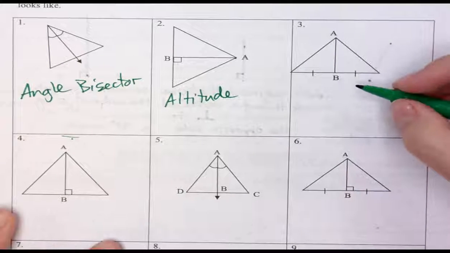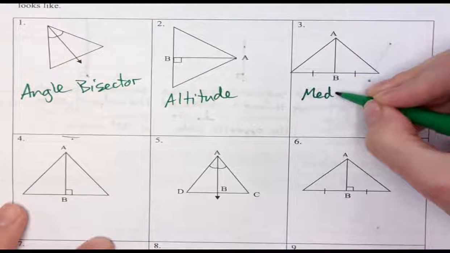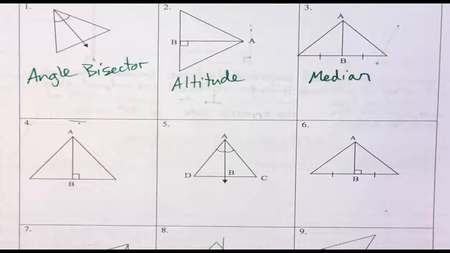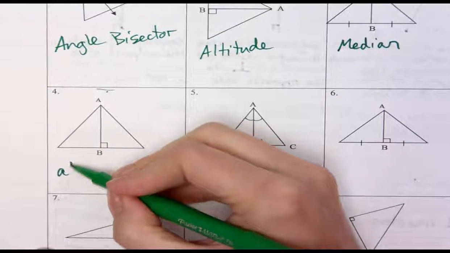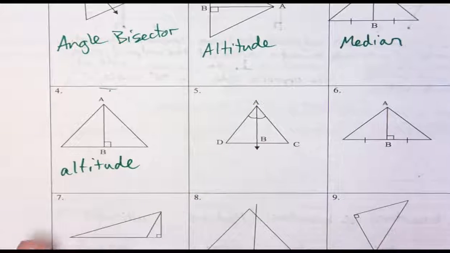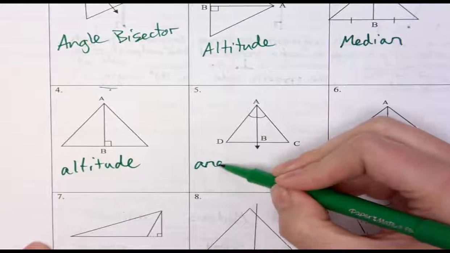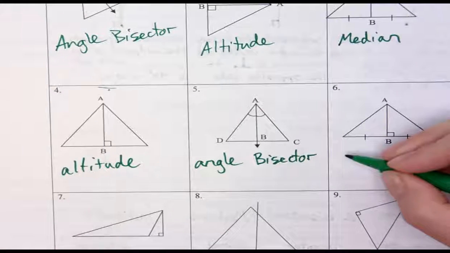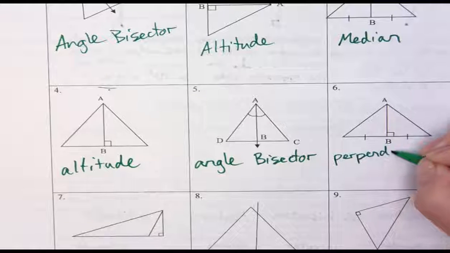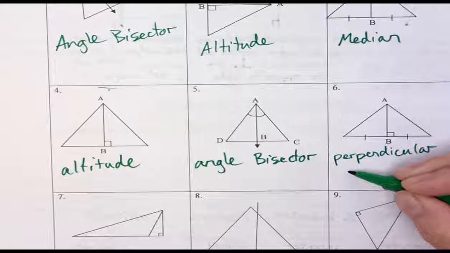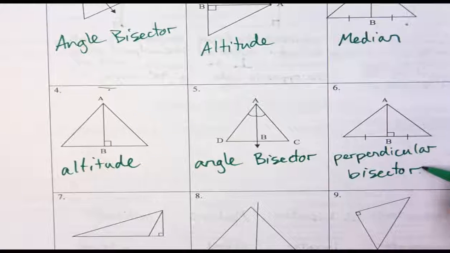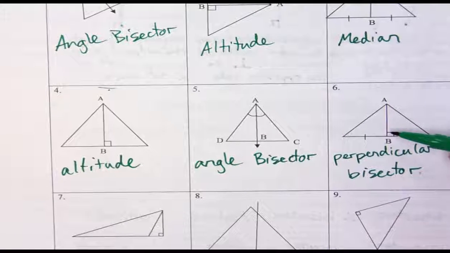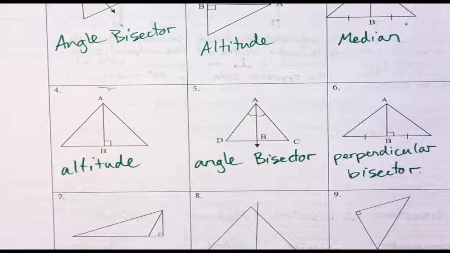All right, so what did y'all get for number 3? Median, yep. And how about number 4? Altitude. And how about number 5? How about number 6? Was there a question on that? Because we know it's marked perpendicular. And you guys see how number 3 looks the same as number 6, just the perpendicular isn't marked for us, and so then we just label it with what's marked, which here we know it's the median.